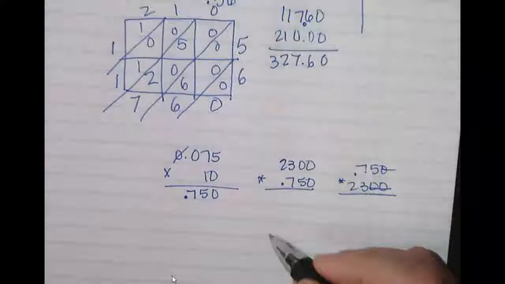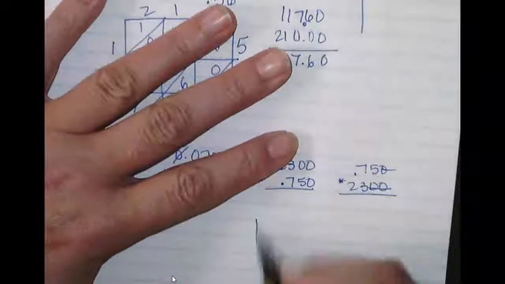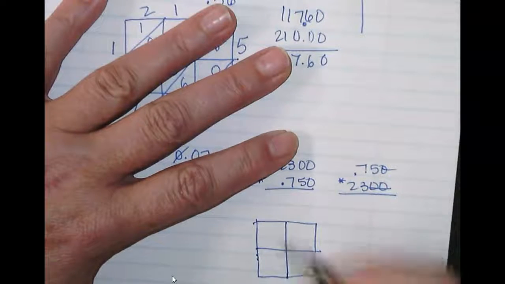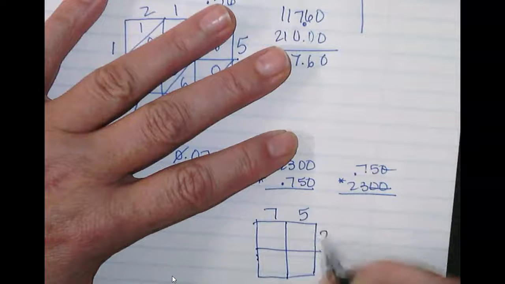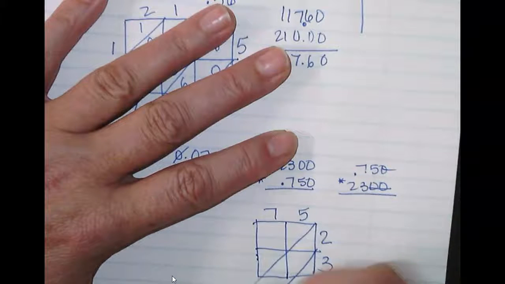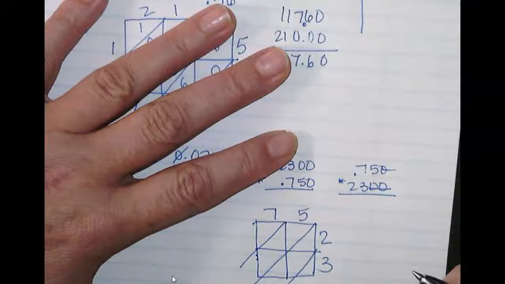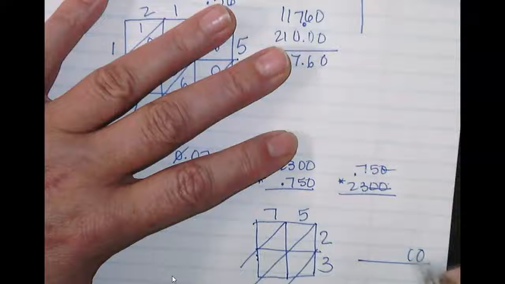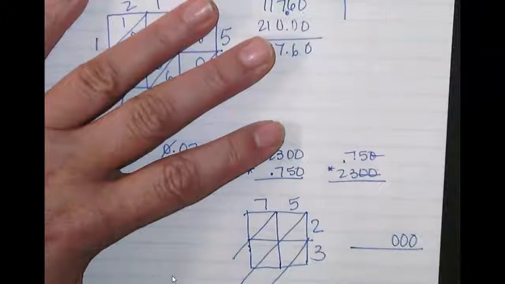So I'm going to do a lattice box. If you need help on lattice, there's videos on my website. Go find one. I draw a window, I draw a cat scratch, and then I start multiplying. Remember, my answer is going to have 1, 2, 3 zeros, so I'm going to go ahead and write those right now because there's a chance I'll forget.